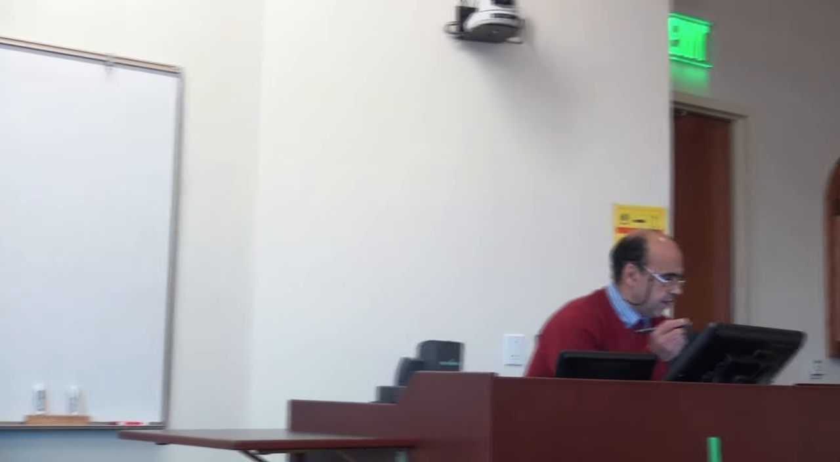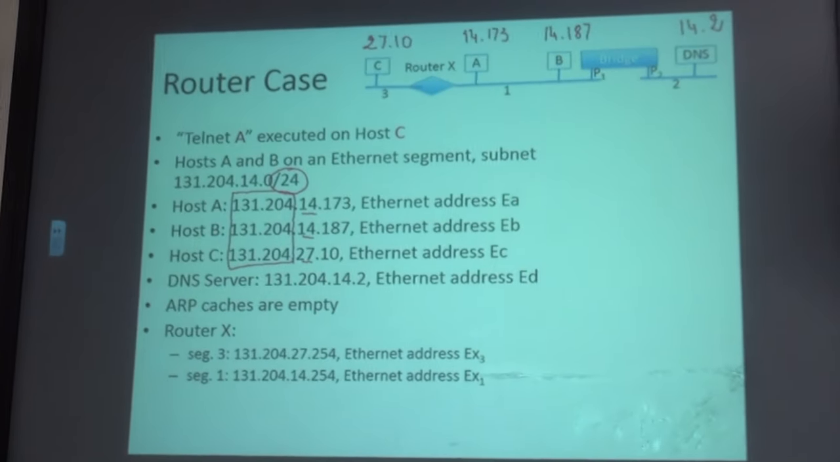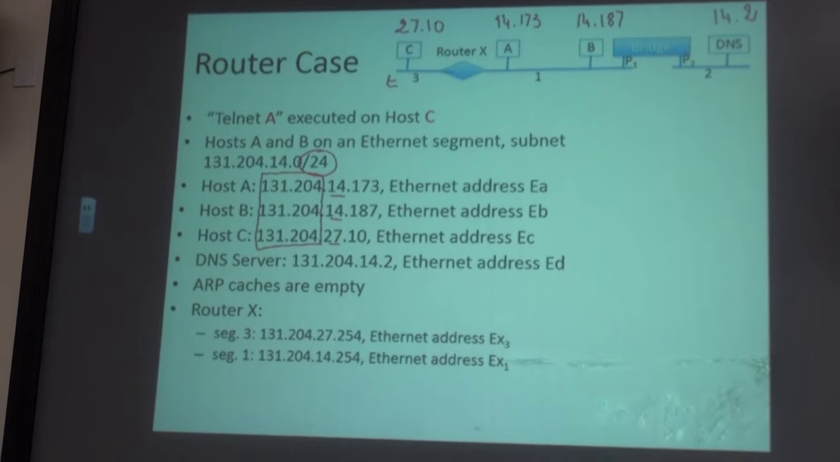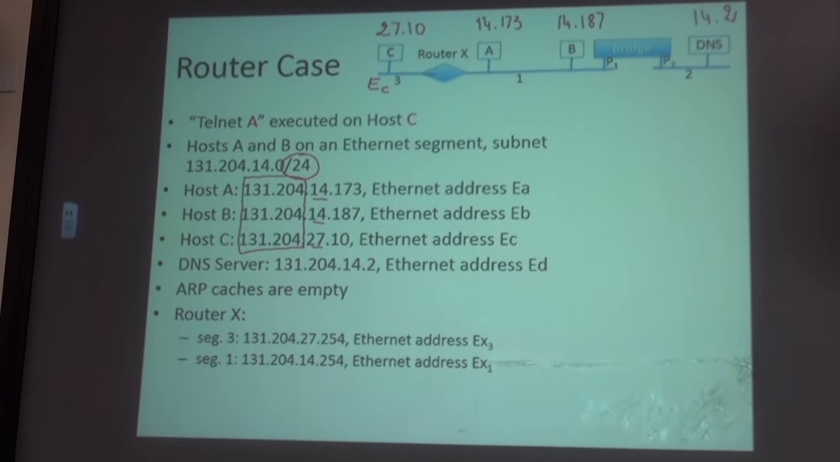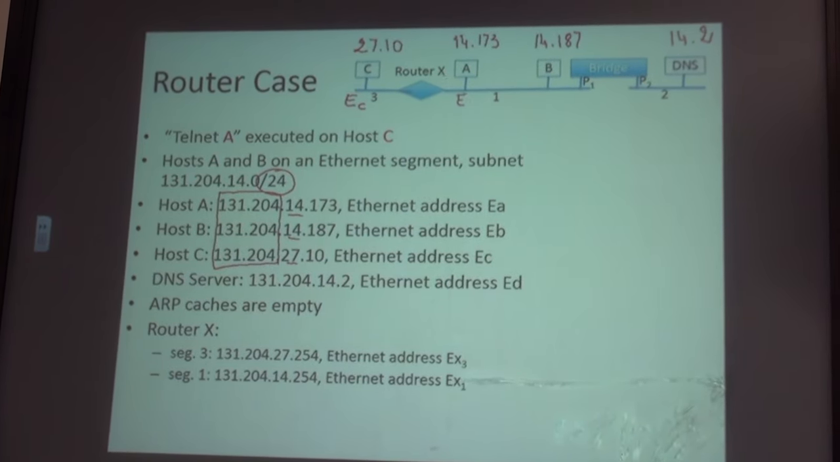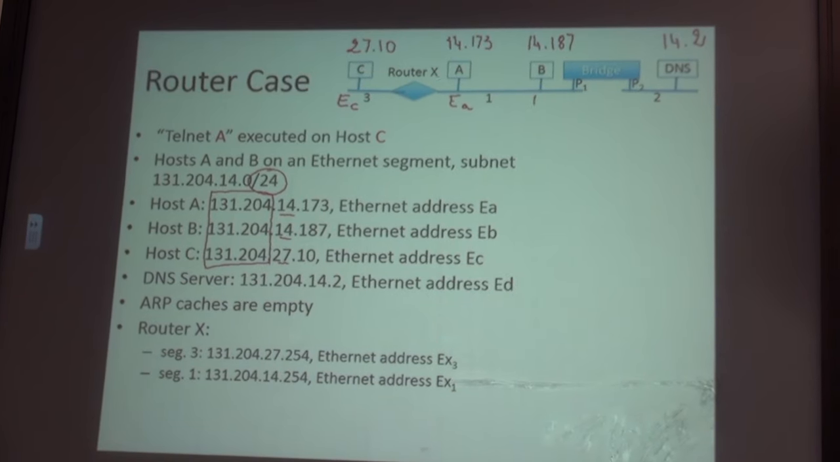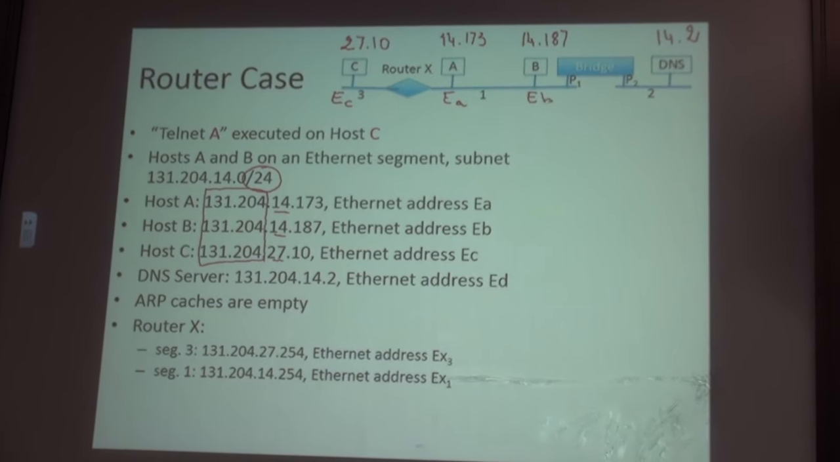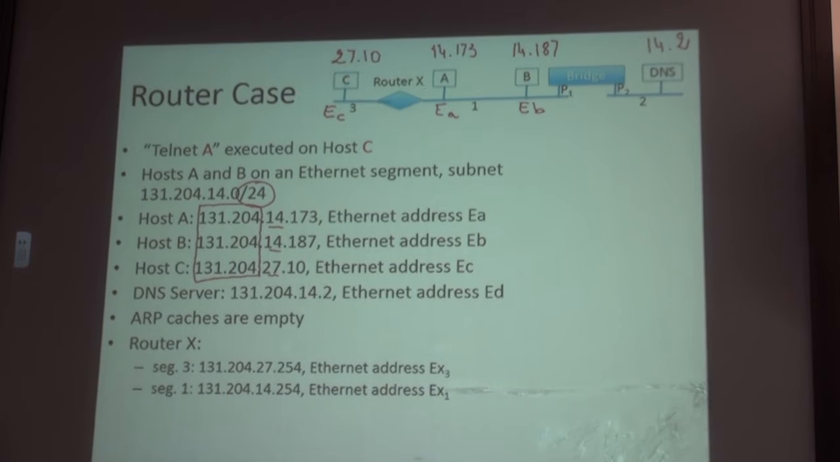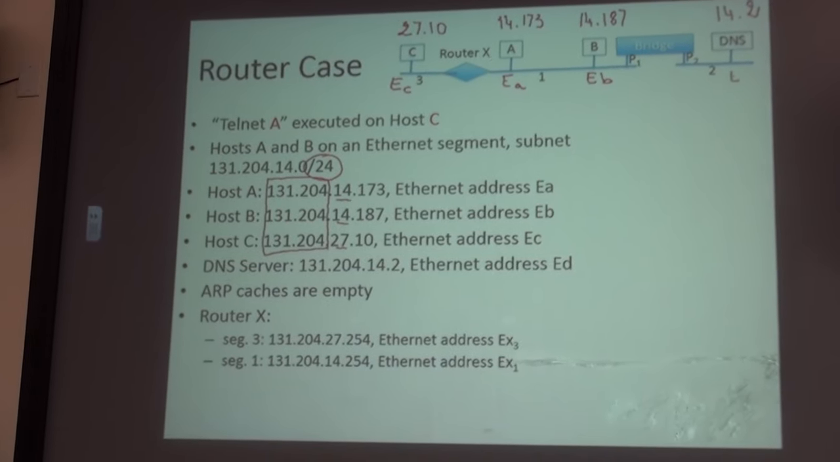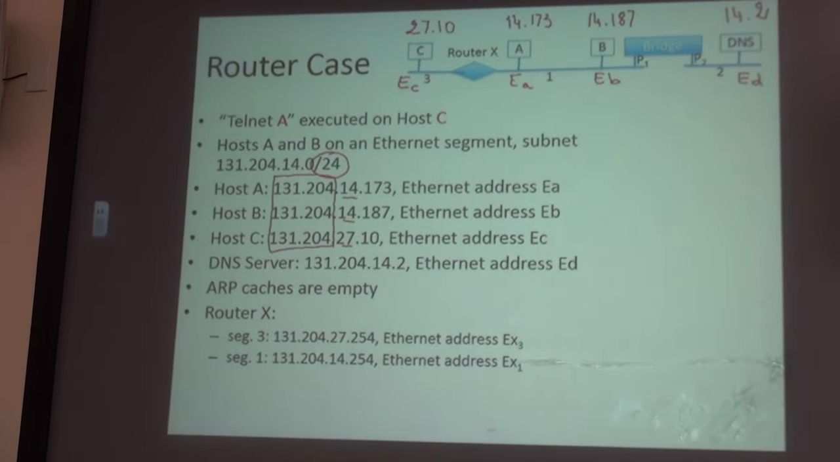Now, for the Ethernet address, of course, this is easy. C is EC, A is EA, we have EB, and DNS is ED. That will help me.